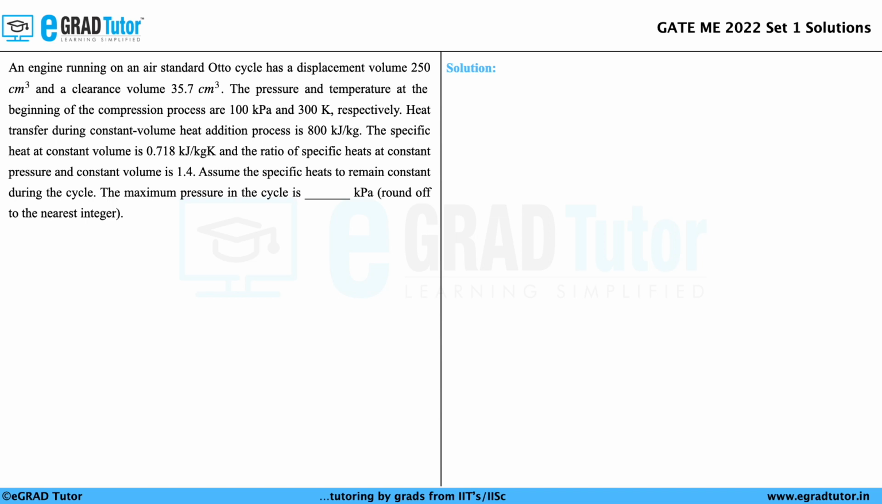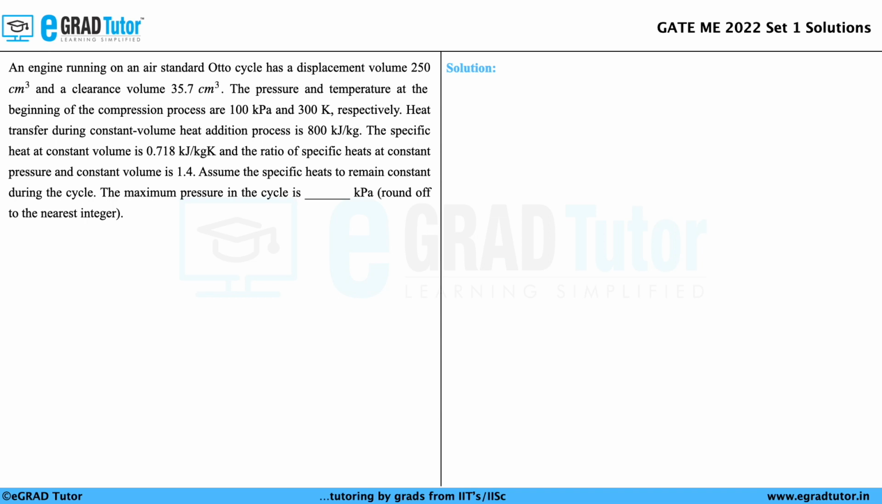The specific heat at constant volume is 0.718 kJ/kg K and the ratio of specific heats at constant pressure and volume is 1.4. Assume the specific heats to remain constant during the cycle. The maximum pressure in the cycle is.